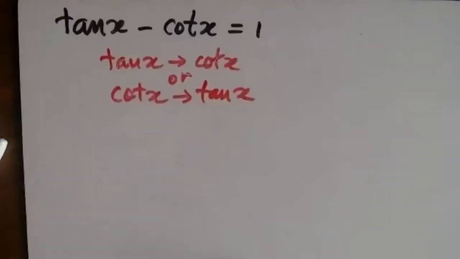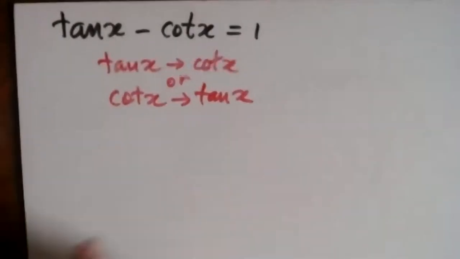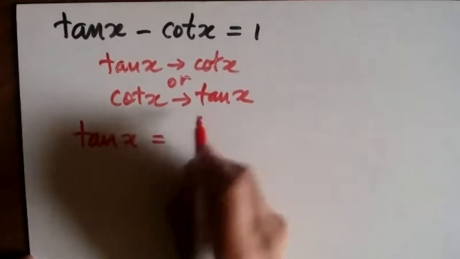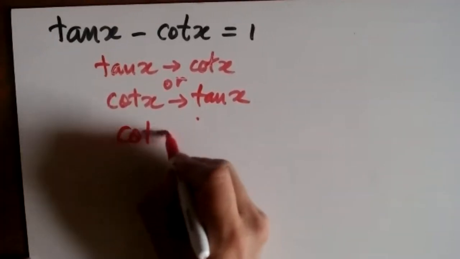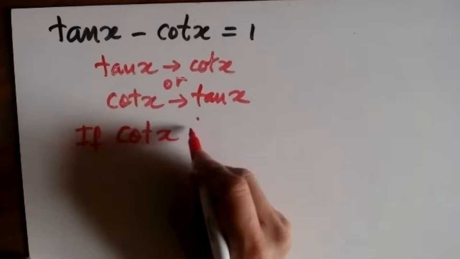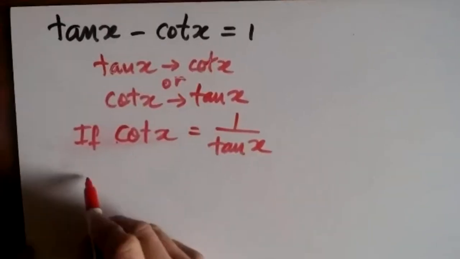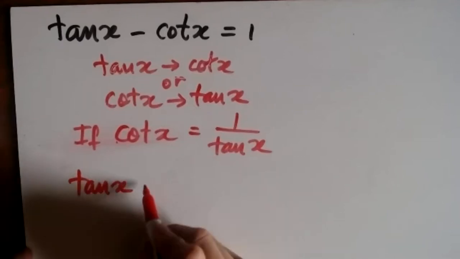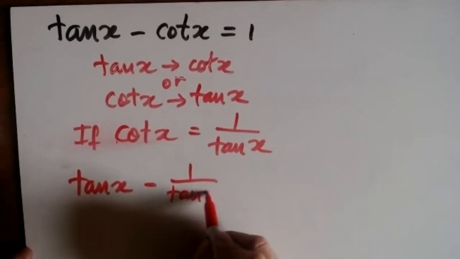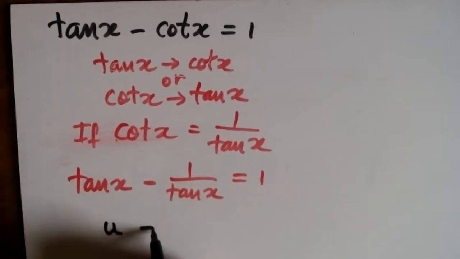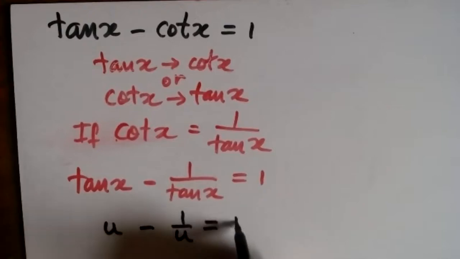So let me use this one. So I'm going to change the cotangent by a tangent. It's okay. So I have tangent x minus cotangent x, and cotangent x equals 1 over tangent x. So I'm going to put it here. So I have tangent x minus 1 over tangent x equals 1. Now, this possibly looks scary. But let me just change the tangent by a u. So I'm going to have u minus 1 over u equals 1.